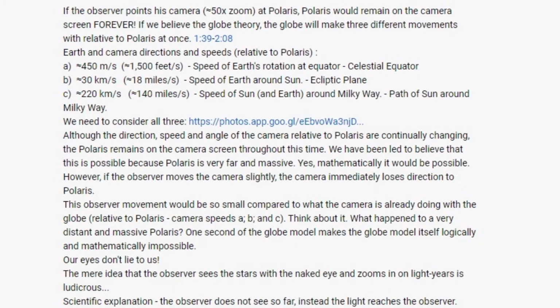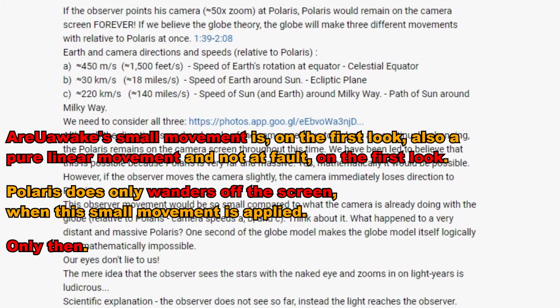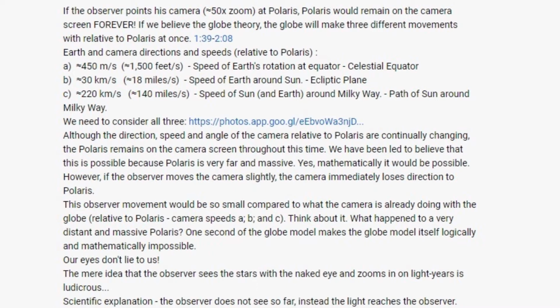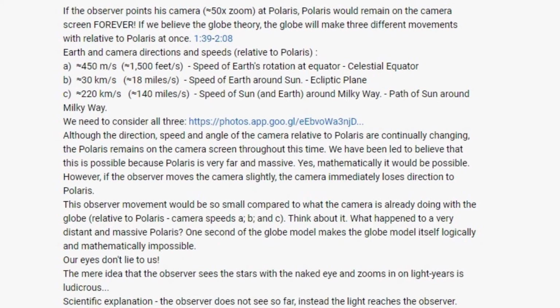A. Around 450 meters per second, around 1,500 feet per second. Speed of Earth's rotation at equator, celestial equator. B. Around 30 kilometers per second, around 18 miles per second. Speed of Earth around Sun, ecliptic plane. C. Around 220 kilometers per second, around 140 miles per second. Speed of Sun and Earth around Milky Way. Path of Sun around Milky Way.